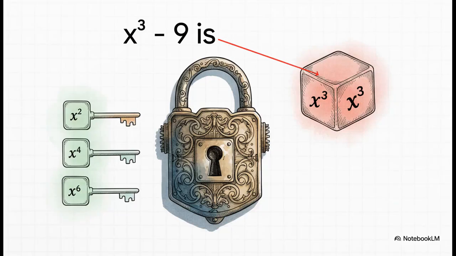And here's another common pitfall, the expression x cubed minus 9. It has two terms, it has a minus sign, but is x cubed a perfect square? Nope. For a variable term to be a perfect square, its exponent has to be an even number. So x squared, x to the 4th, x to the 6th, those are all perfect squares. But x cubed isn't. Watch out for those exponents.